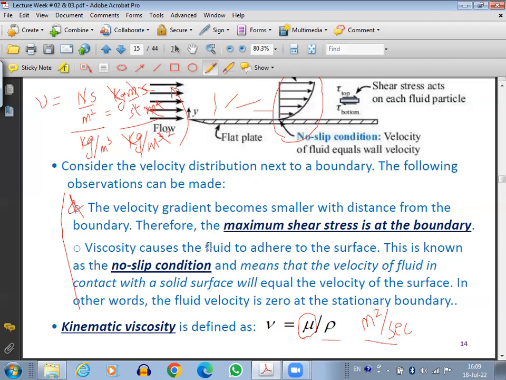You should be able to derive the units yourself in case you forget them. Is this derivation clear? Meter square per second, that's the kinematic viscosity.